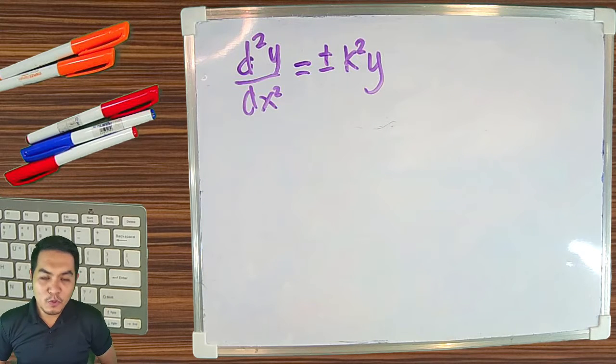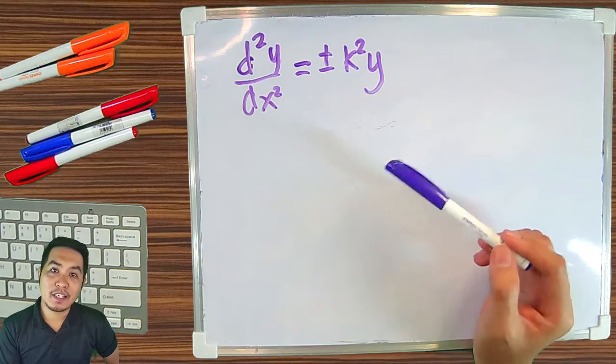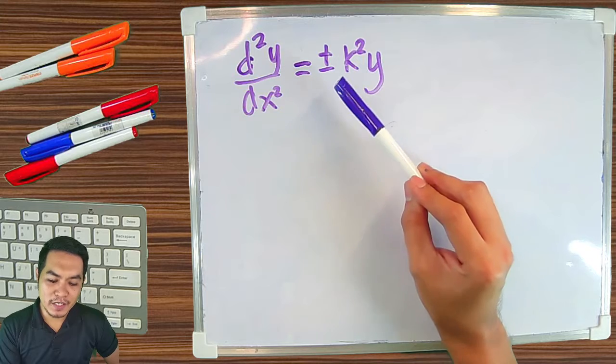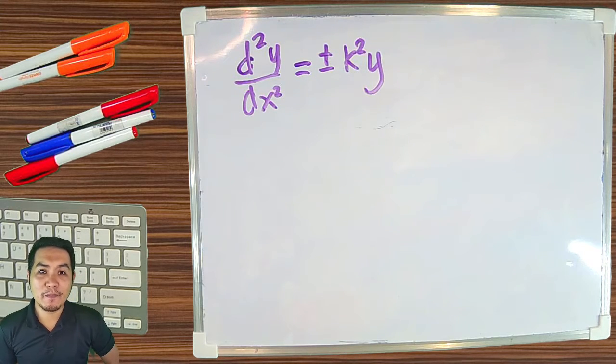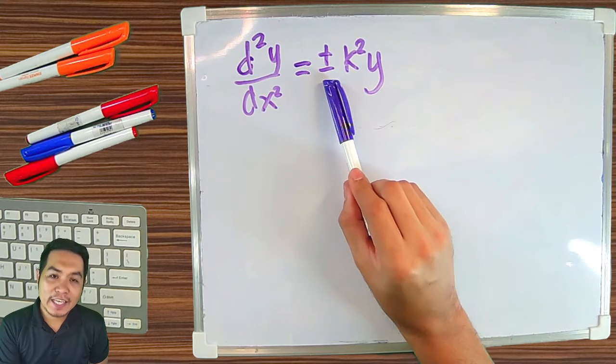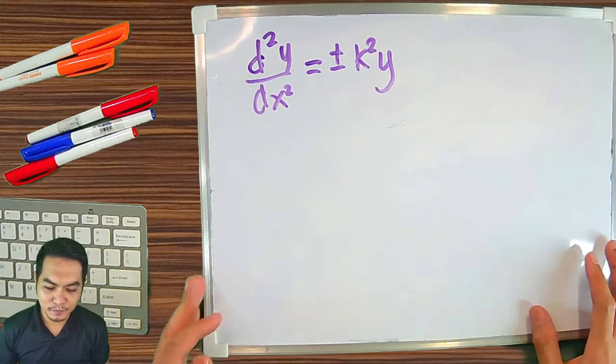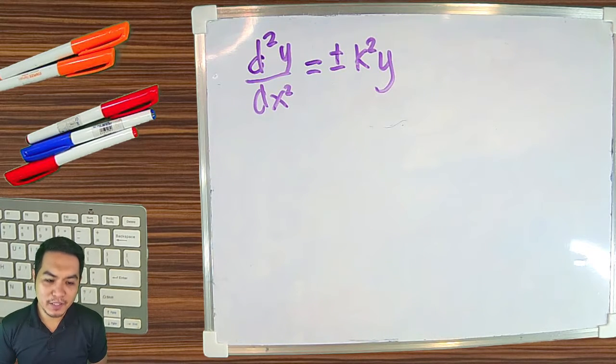The solutions will be different if you take the positive sign, and different if you take the negative sign. If you take the positive sign, the solutions will be hyperbolic functions, but still oscillating functions. And if you take the negative sign, negative k squared y, then the solutions are sinusoidal functions, but still oscillating. So the solutions are hyperbolic cosine and hyperbolic sine, and sinusoidal functions rather. Okay, so how do we achieve the general solution for this?